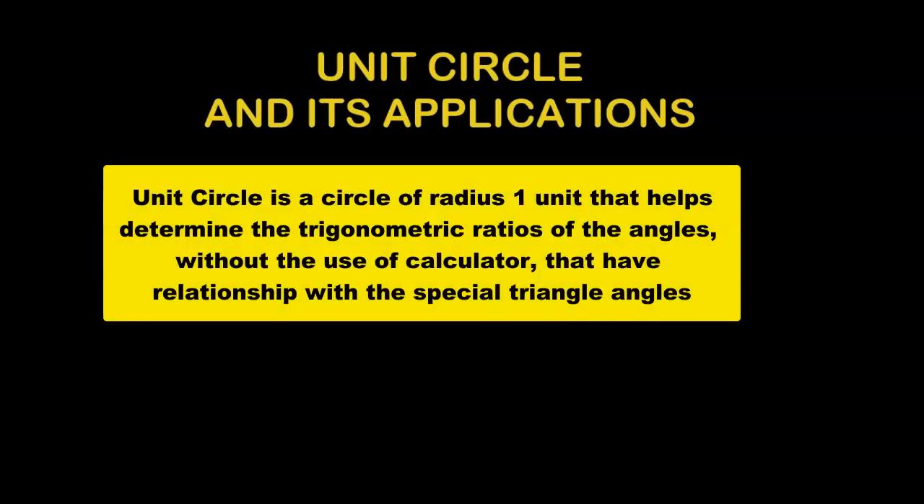Hey guys, in this lesson we will talk about the unit circle and its applications. Now the purpose of the unit circle is to help determine the trigonometric ratios of the angles that have a relationship to the angles of special triangles without the use of a calculator. As we noticed in the previous lesson, special triangles only contain acute angles. That was, we could find out the trig ratios for 30 degrees, 45 degrees, 60 degrees and 90 degrees.